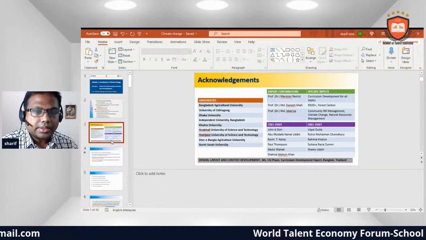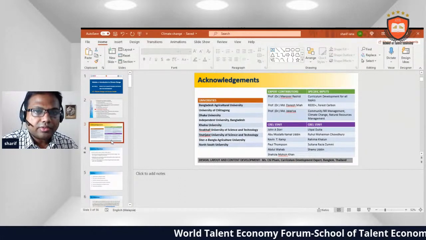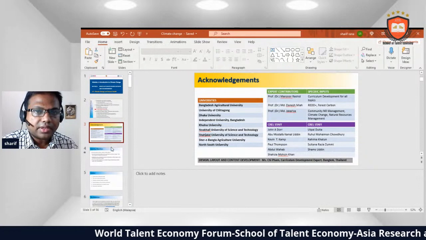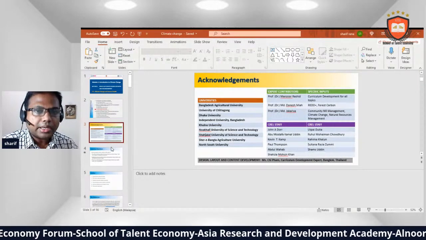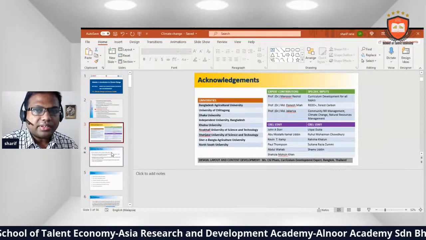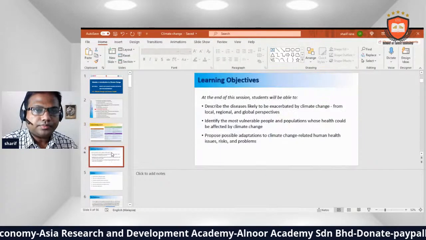Acknowledgements. There are Agriculture University, University of Chittagong, Dhaka University, Independent University, Khulna University, Noakhali University, Shah Jalal University, Sher-e-Bangla Agriculture University, North South University, and different universities playing a major role.